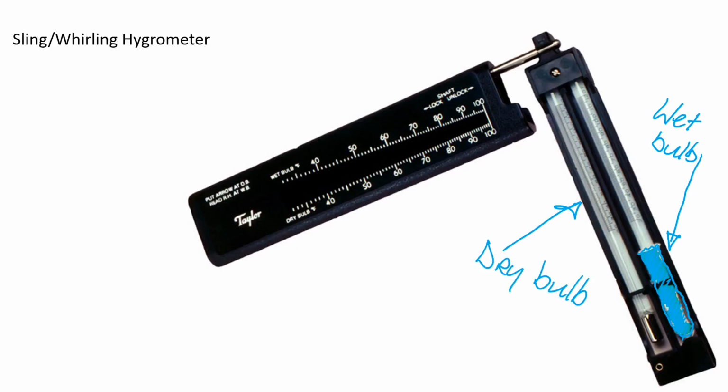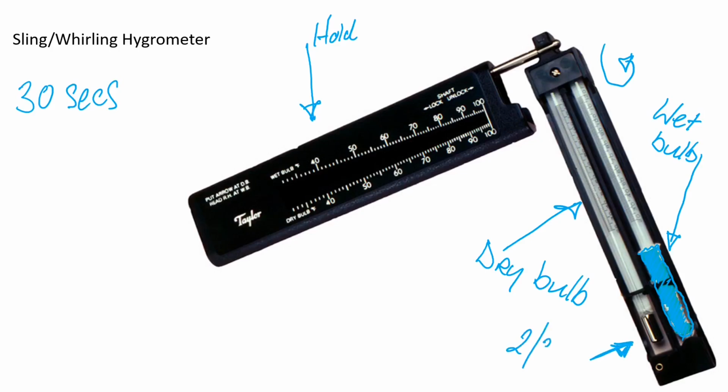And what we do, we hold this part, and then we rotate this here. So we hold it around about shoulder height, hold it out straight arm in front of you, and you rotate it for around about 30 seconds. And you spin it around about 2 to 3 revolutions per second.